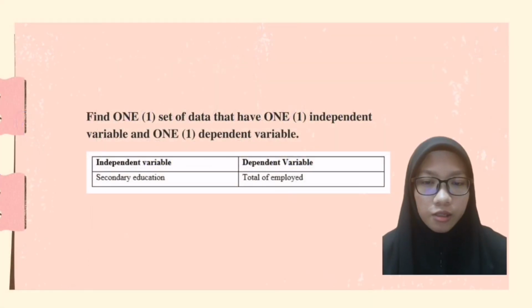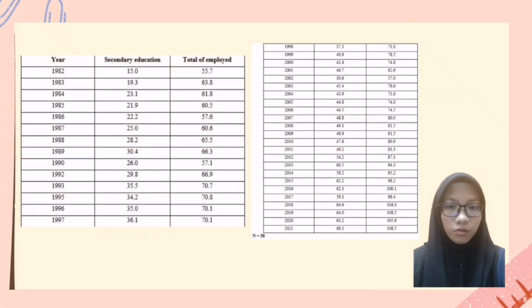As we can see here, we have discovered two types of variable, which are the independent variable for secondary education and the dependent variable for total of employee. Next, we will look into the Pearson's product moment correlation coefficient. In this table, we choose to take all the data, which is a total of 38.